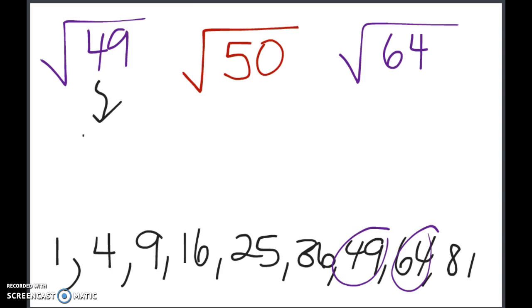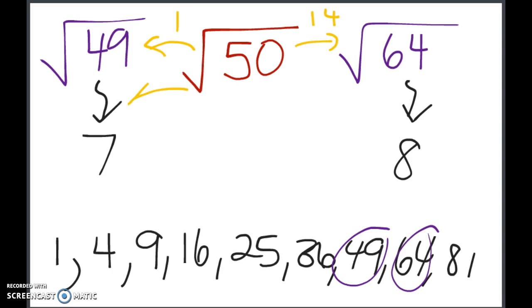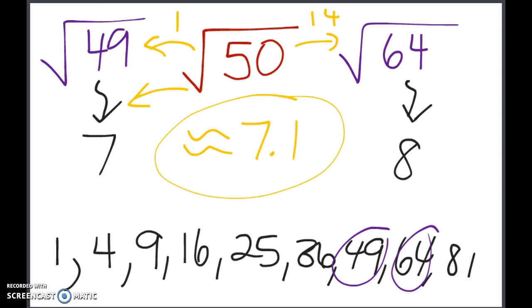Okay, so I'm going to think, well, what's the square root of 49? Well, 7 times 7 is 49. And what's the square root of 64? Well, 8 times 8 is 64. Okay, so my answer has to be somewhere between 7 and 8. Now, 50 is very close to 49. It's only 1 away. It's 14 away from 64. So my answer is going to be a lot closer to 7 than 8. So if I was going to estimate, I would guess about 7.1 or 7.2. That would be my estimate.